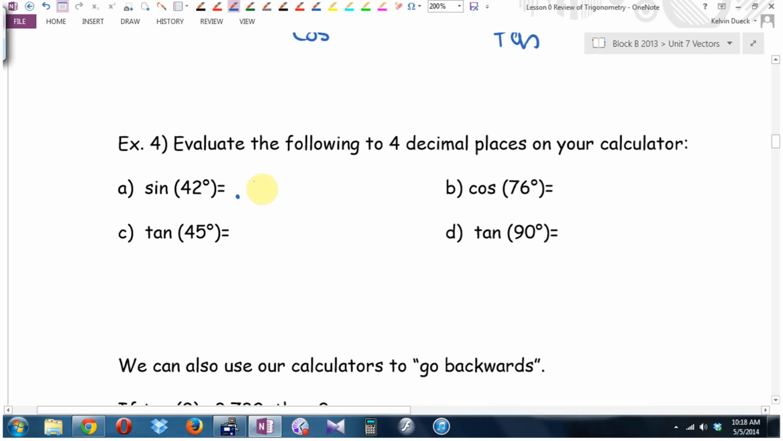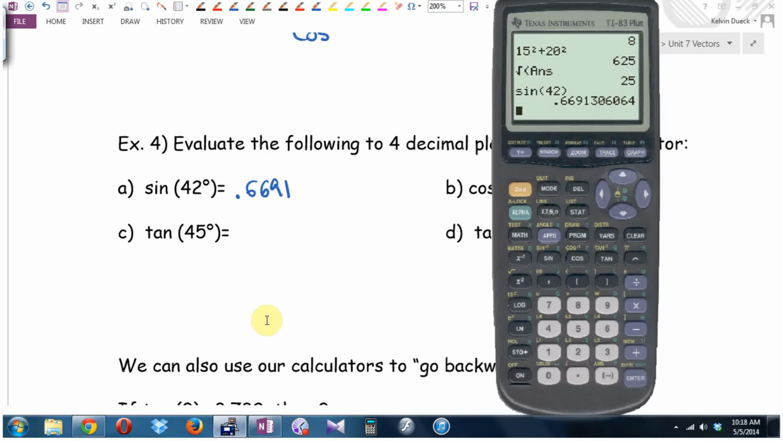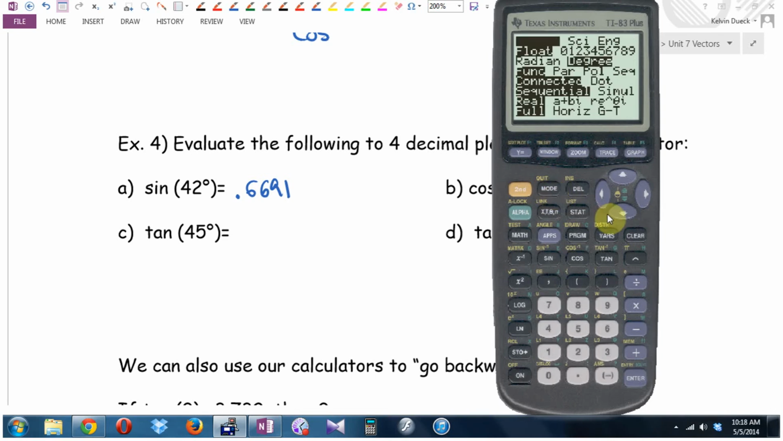0.6691. Anybody not getting 0.6691? So mark on your calculator, because you have a graphing one, by default, it's going to go to radians because actually in math, radians is used far more commonly than degrees. So you have to check this fairly often. Press the mode button right here. And then go down arrow and hit enter to highlight degree.